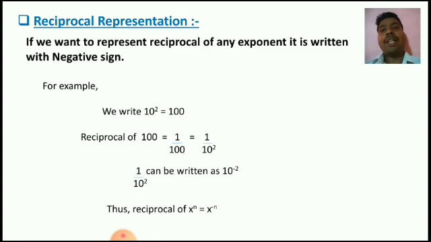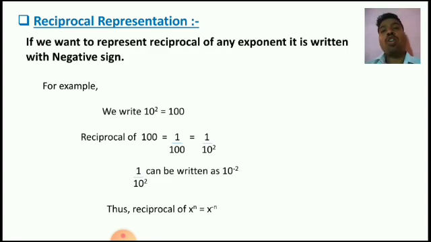We write 10 raised to 2 means 10 square. So 10 square is 100. So reciprocal of 100 is 1 divided by 100. So 1 divided by 100 means 1 divided by 10 square, since 10 square means 100. So 1 divided by 10 square can be written as 10 raised to minus 2.